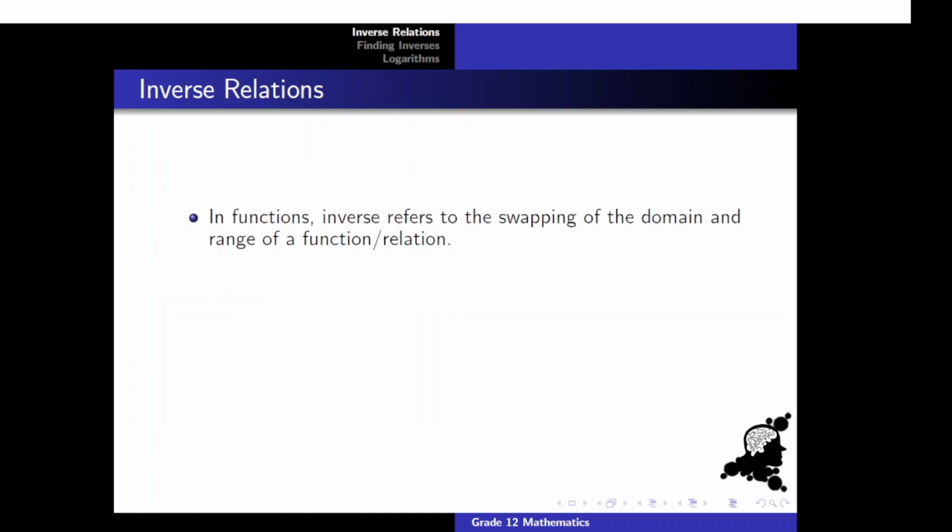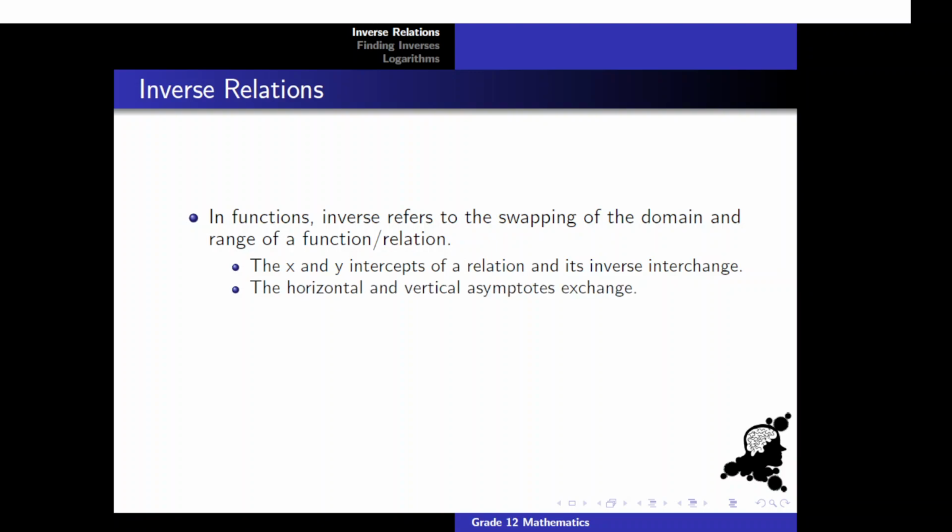So when discussing the topic of functions, when we are speaking about the inverse, we're referring to the swapping of the domain and range of a function. So the domain becomes the range and the range becomes the domain. What are we saying? We're saying that the x and the y intercepts of a relation and its inverse will interchange. So the x-intercept of a function or relation becomes the y-intercept of the inverse. And the y-intercept of a function becomes the x-intercept of the inverse.